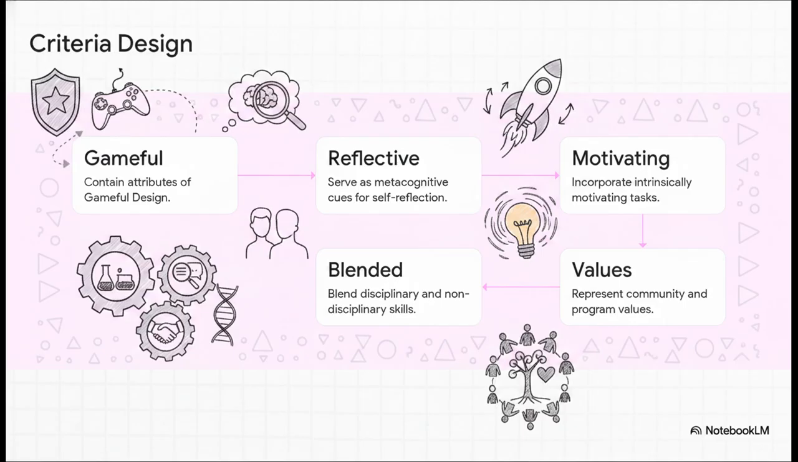This means the criteria can't just be a boring checklist. It needs to force the learner to pause, reflect on what they just accomplished, and envision their future identity. Step 3, the tasks must be intrinsically motivating. Step 4, ensure they reflect your community values. And Step 5, a great badge blends hardcore disciplinary content with vital soft skills, like requiring a science student to practice teamwork and communication to earn their technical credential.